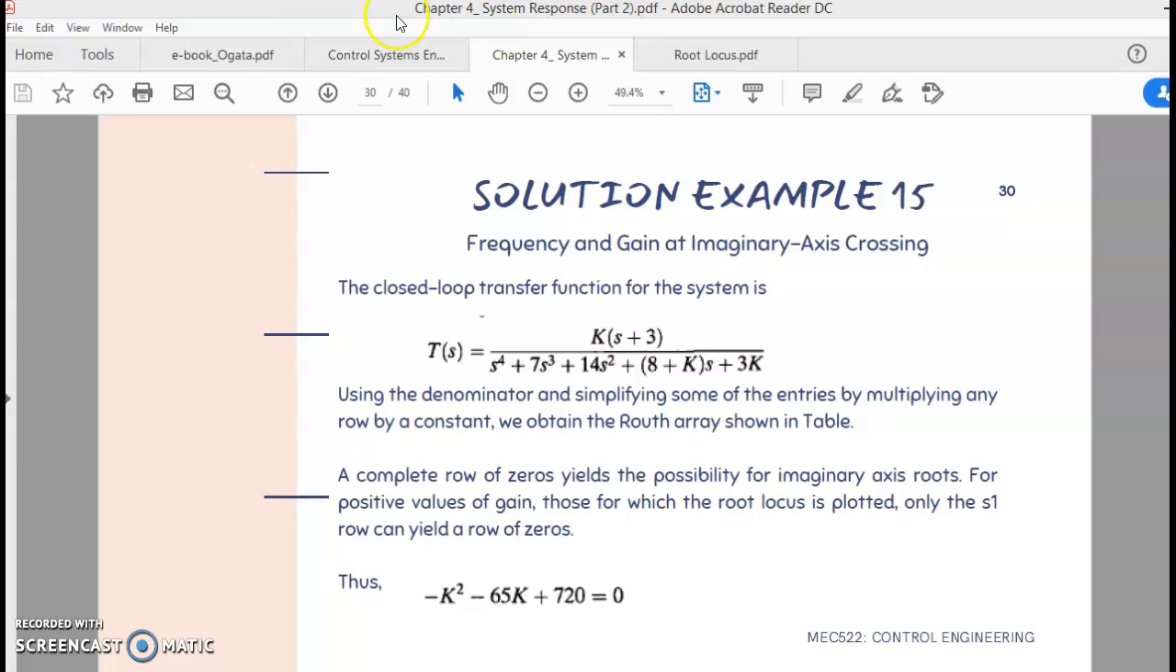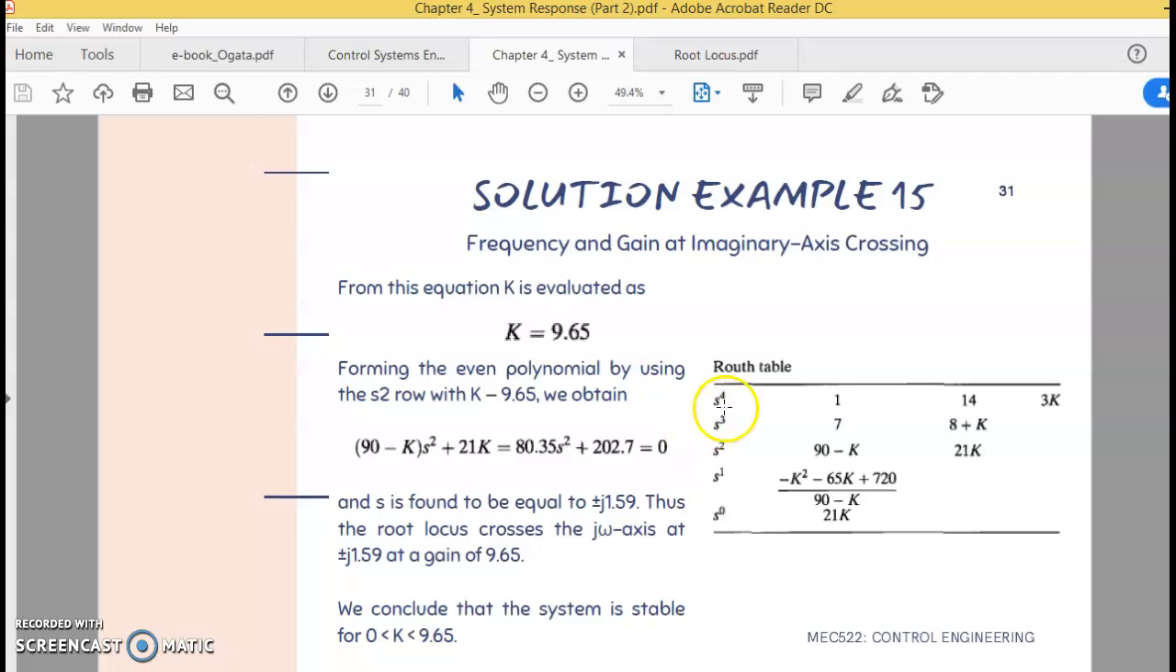So you arrange it like this. s power 4, s power 3 until s power 0, and then arrange the first row, the second row, and then this one is b1, b2, c1 and d1. After that you need to find the value of k because you want to find the s here. So 21k greater than 0, meaning that k is greater than 0.